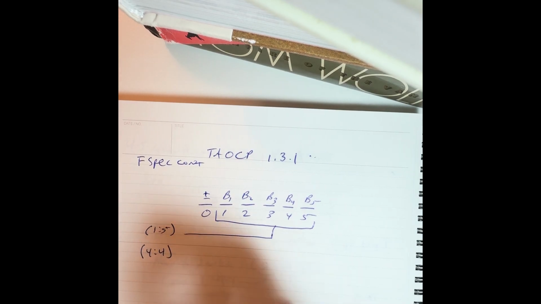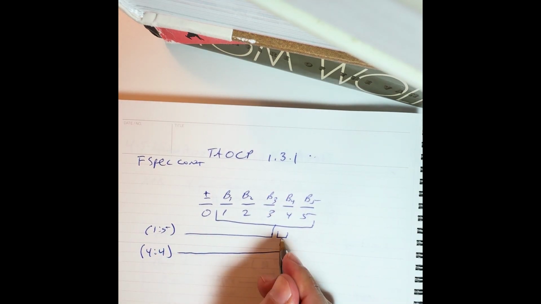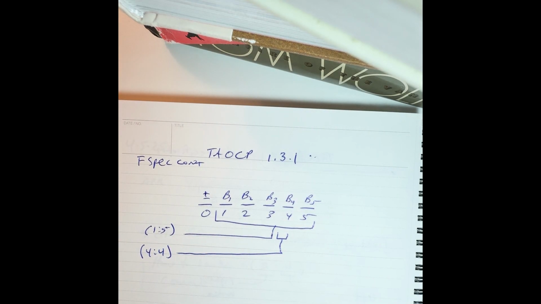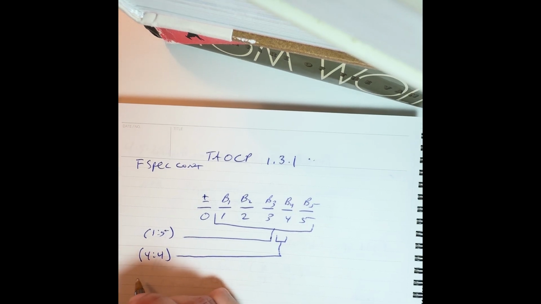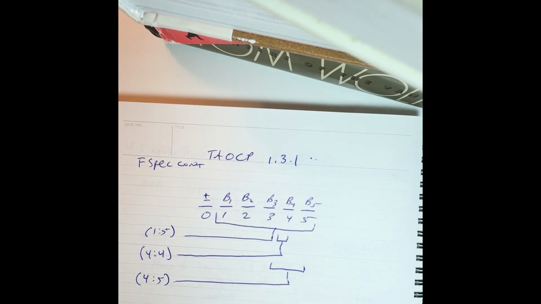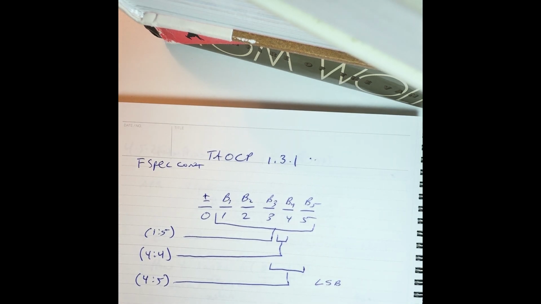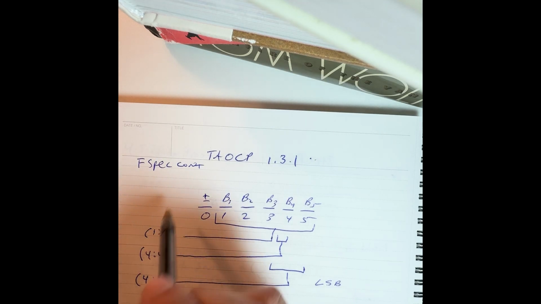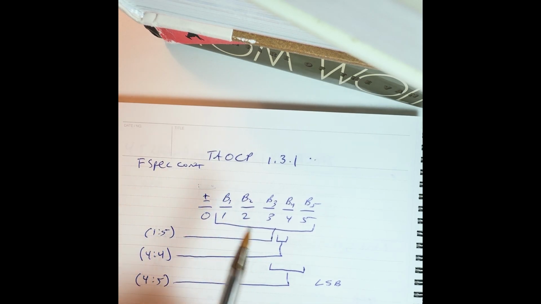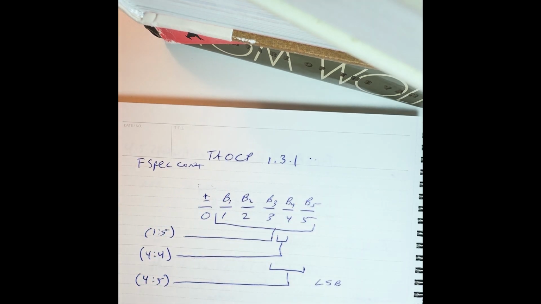4, 4. So it'd be just this, just the fourth byte. 4, 5, the least significant bytes. I don't know if that's actually an acronym, but least significant bytes, LSB. I think it probably is. So most significance would probably go to the left to right in this case.